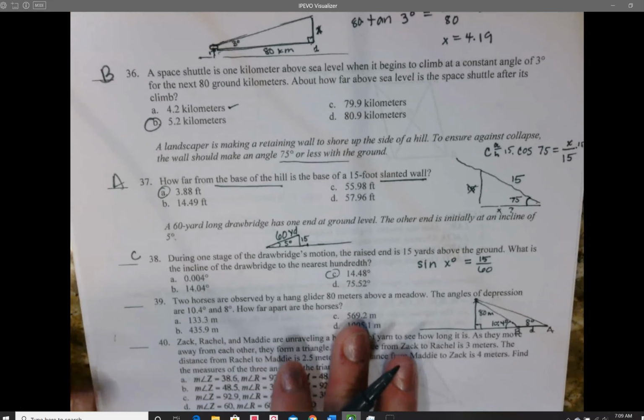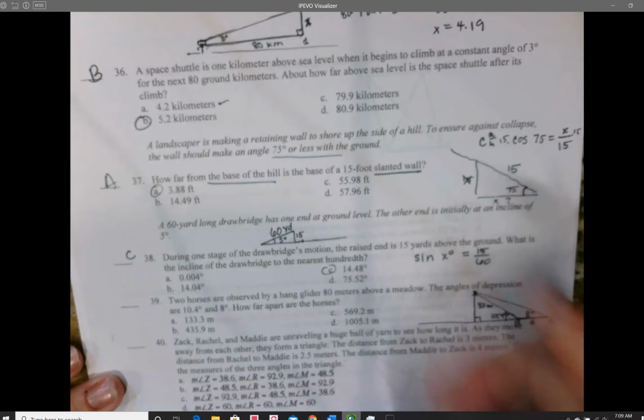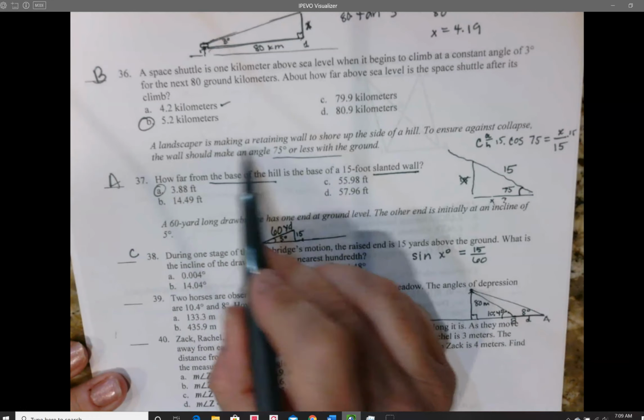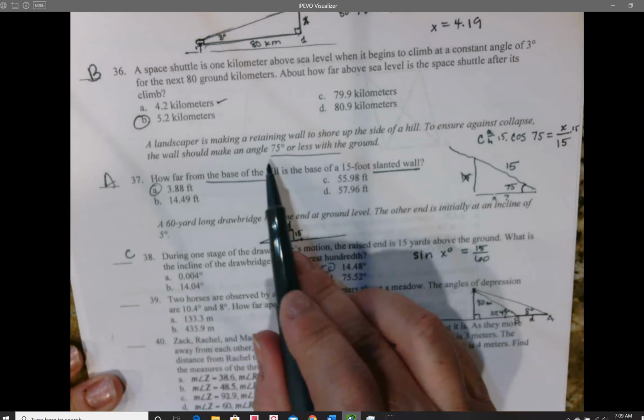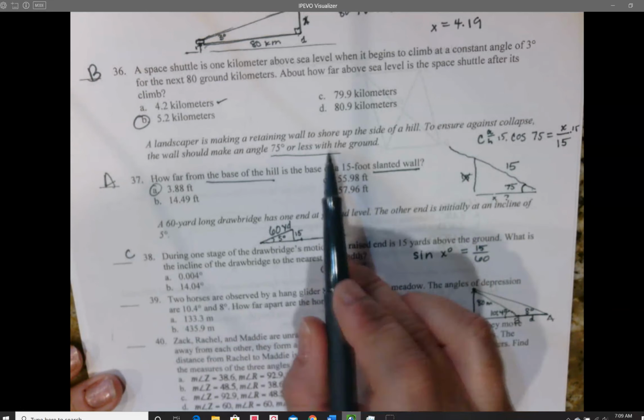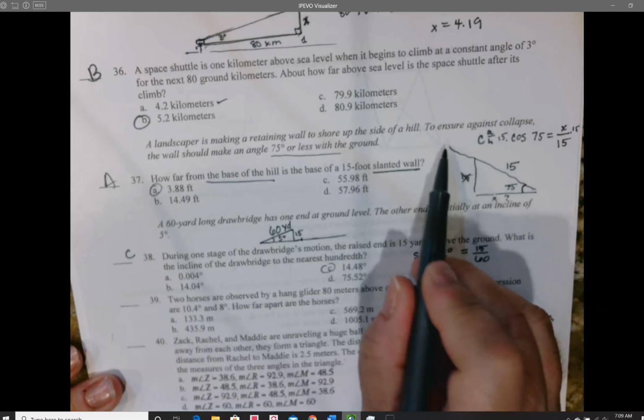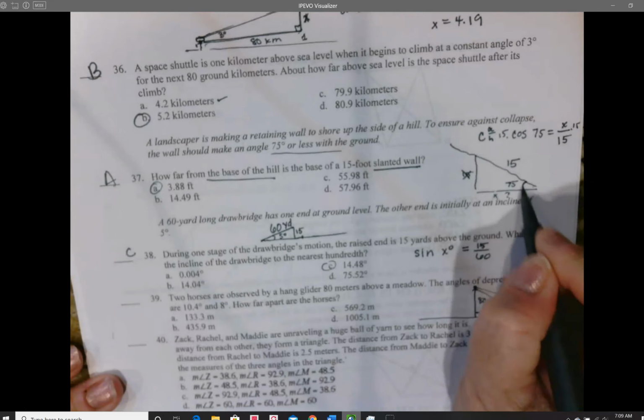Number 37, I found a little bit challenging because of the description of the situation. Making a retaining wall to shore up the side of a hill, and the angle can be 75 degrees or less with the ground. So I drew my hill in here, and then I put my 75-degree angle with the ground, and there's the ground.